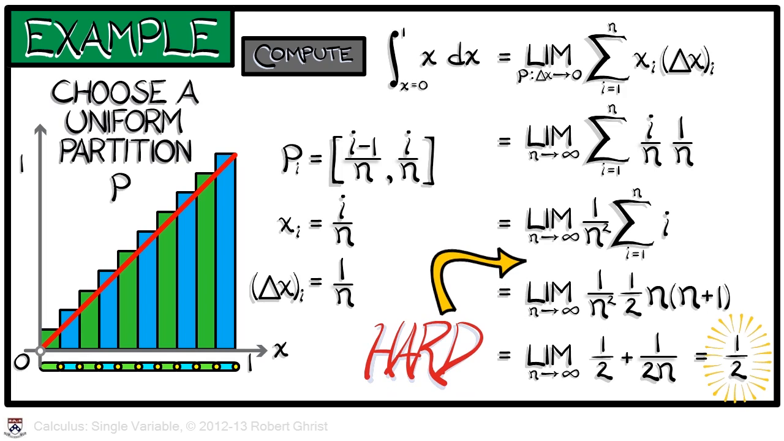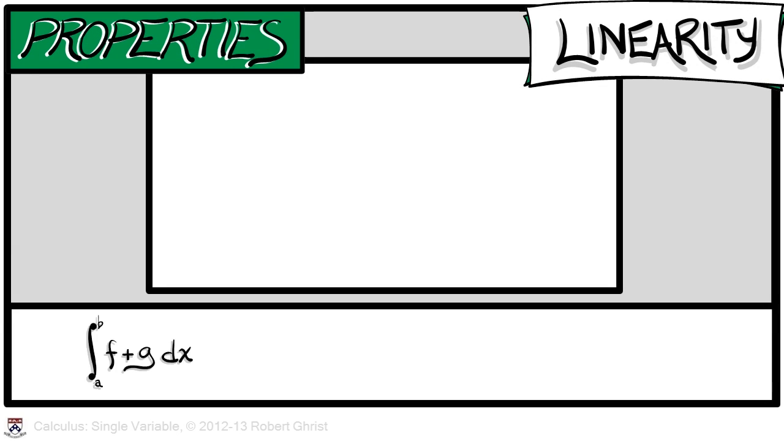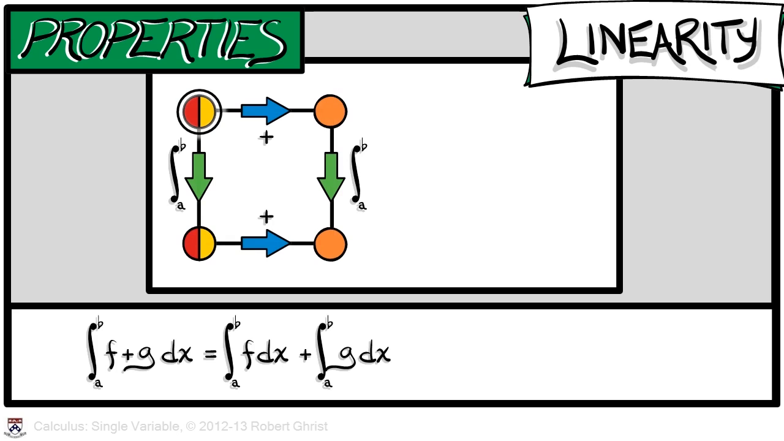Do notice that the difficult part of this computation was that sum of I as I goes from 1 to n. Note also that the definite integral satisfies certain properties. For example, linearity. If you have the integral of the sum of two functions, f and g, then it's really the sum of the integrals. Otherwise said, if you add your two integrands together and then integrate, you get the same thing as if you integrate the pieces and then add them together. This is true at the level of an individual Riemann sum element, and so it's true in the limit.